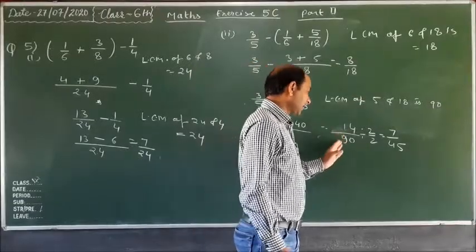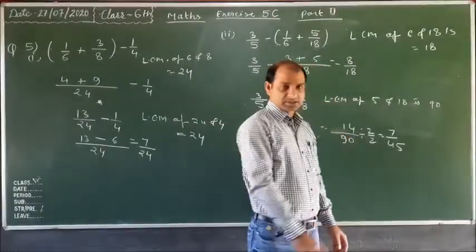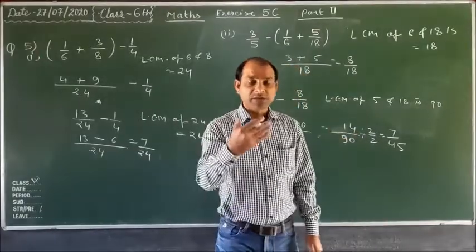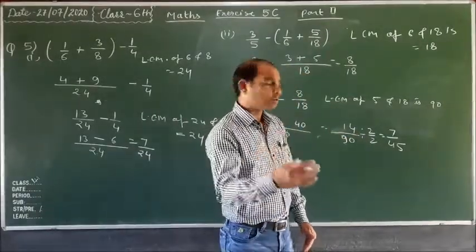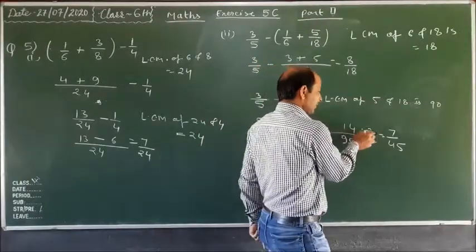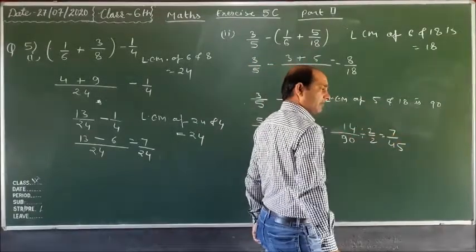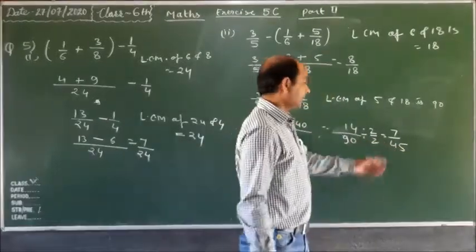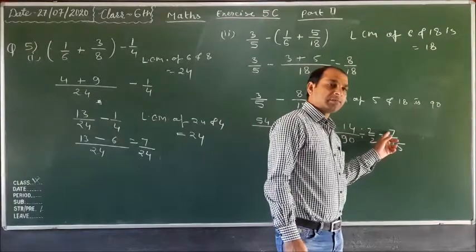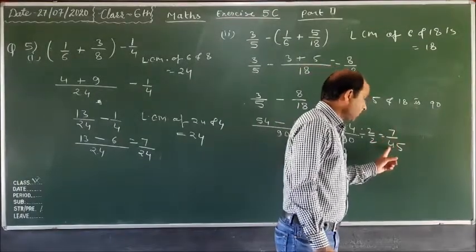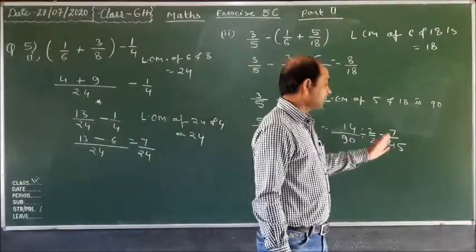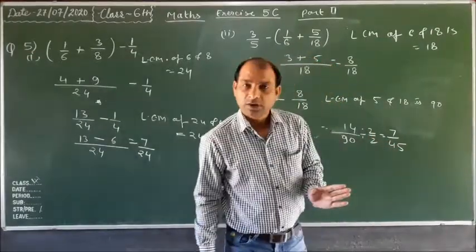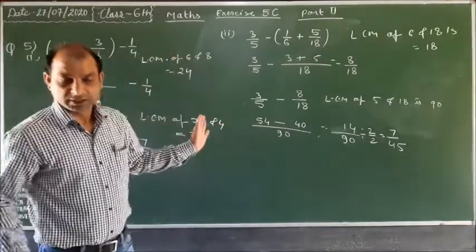Then 14 upon 90 we change into the lowest terms, because 14 and 90 are divisible by the same number, 2. 14 divided by 2 equals 7, and 90 divided by 2 equals 45. Then 7 is a prime number, so dear children, 7 upon 45 is a proper fraction. So 7 upon 45 is your answer. This question is solved.